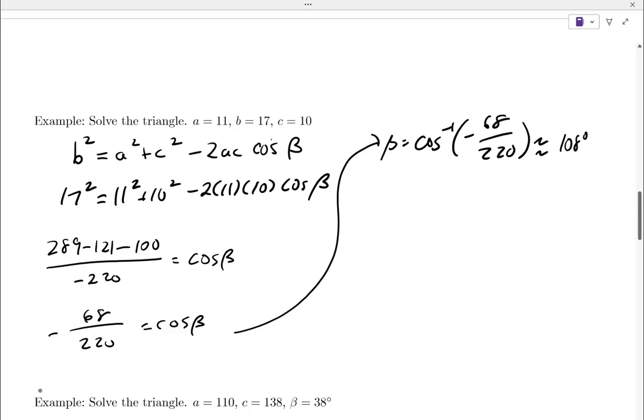Now that we found beta, you could find alpha or you could find gamma using law of cosines. I typically find it easier just to use law of sines because it's a smaller formula, right? But you can use law of cosines if you want. I personally find it easier to use law of sines. So I'll find alpha first just because.